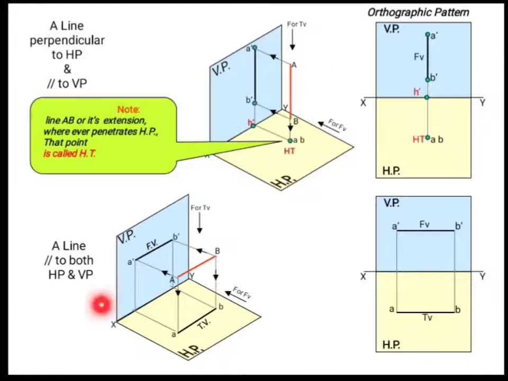Here a parallel line is there. So the line or its extension will not intersect with vertical plane or horizontal plane. Obviously, parallel lines will have no traces.